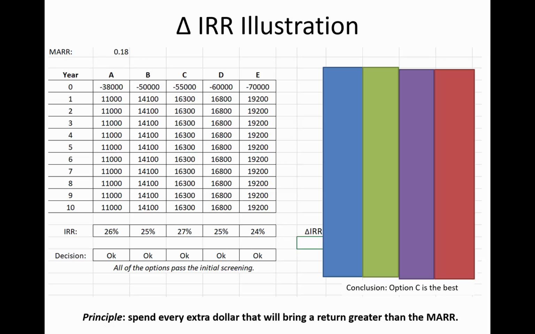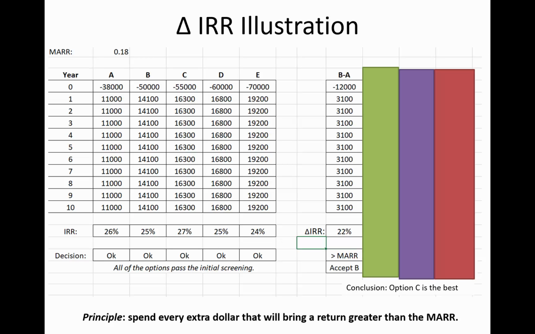And the principle that you're going to apply is you should always spend an additional amount as long as the rate of return on that additional investment is greater than the MAR. And so this extra $12,000 to get option B, what's the rate of return on that $12,000? So let's look at B versus A. So we've got the extra $12,000 each year, the $12,000 initial cost, the $3,100 additional revenue each year, and if you do the delta IRR, so that's the rate of return on the increment, then it's 22%.